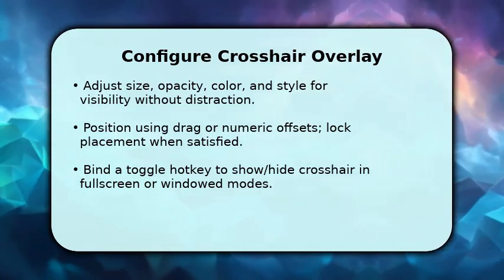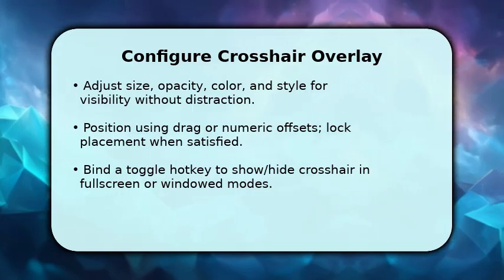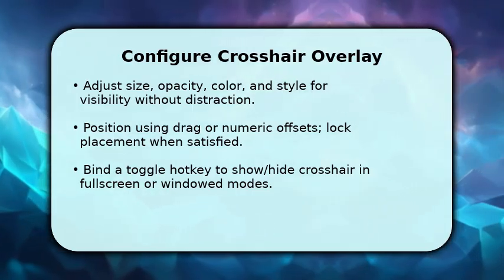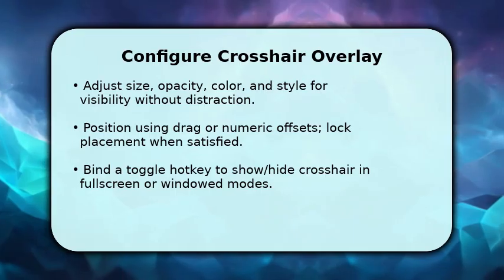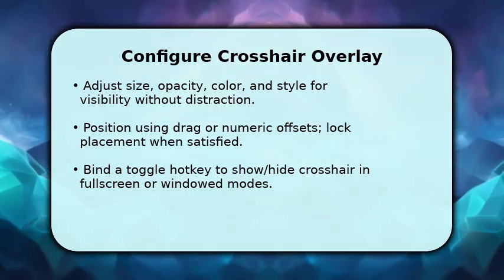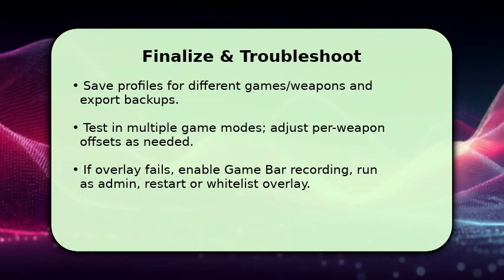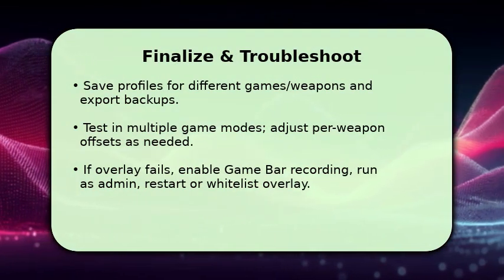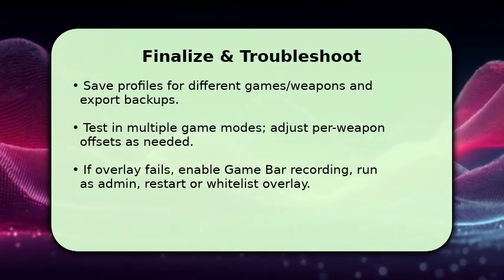Next, bind a toggle key so you can enable or disable the crosshair in full-screen games. This flexibility lets you switch between tools and prevents interference with HUD elements during tense moments. Finish by saving distinct profiles for each game or weapon loadout so you can swap quickly.